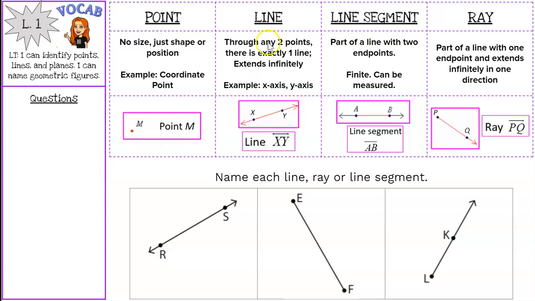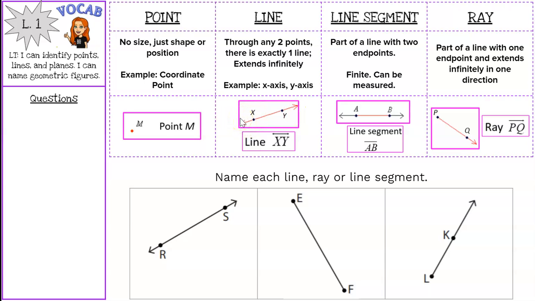Line. Through any 2 points, there's exactly one line. It extends infinitely, so it goes on in each direction forever and ever. Our example would be like our x-axis and our y-axis. Those are lines. And we name them by 2 points on the line. So for this example, we have line XY. And you'll see the arrows drawn at the end, so you know it's a line.